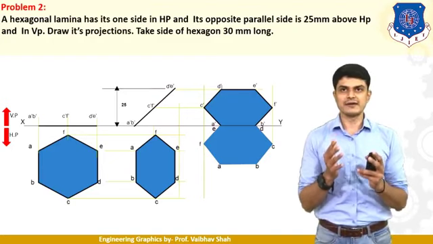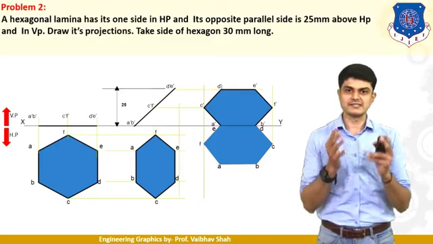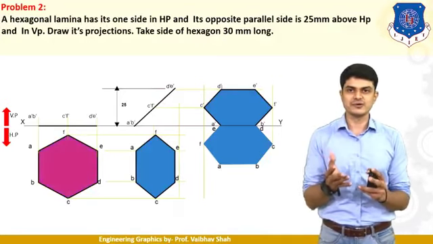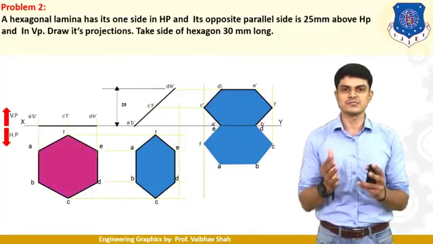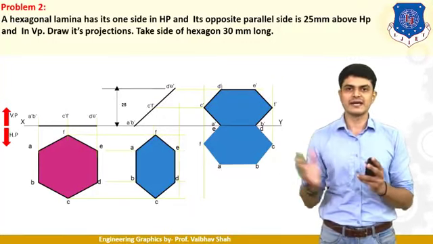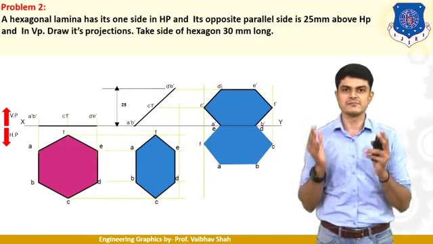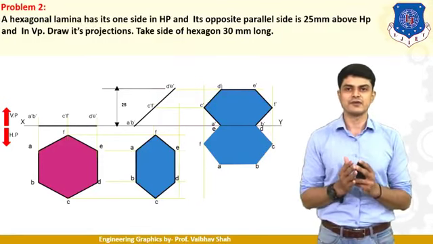But here observe that it is said that one of its sides is in HP. So that means it is resting on HP on one of its sides. We should draw the hexagon in such a way that one of the sides must be on the left hand side, or which must be a vertical line. We have drawn the hexagon in such a way that one of the sides is resting on HP. That means it is vertical, or it is said to be on the left hand side of the hexagon.